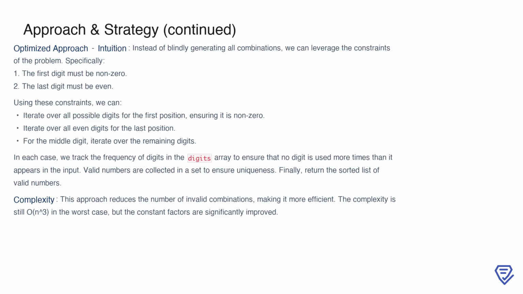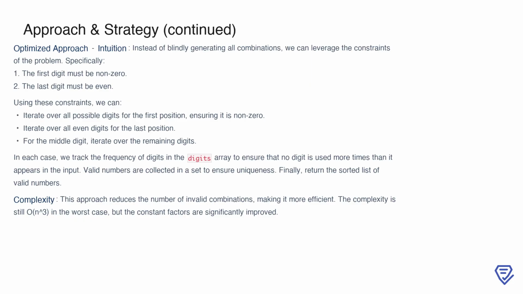Second, we know the last digit must be even, which further narrows down our options. With these constraints, we can iterate over the input digits in a systematic way. For the first position, we consider only non-zero digits. For the last position, we restrict our choices to even digits. The middle digit, being the most flexible, can be any remaining digit.